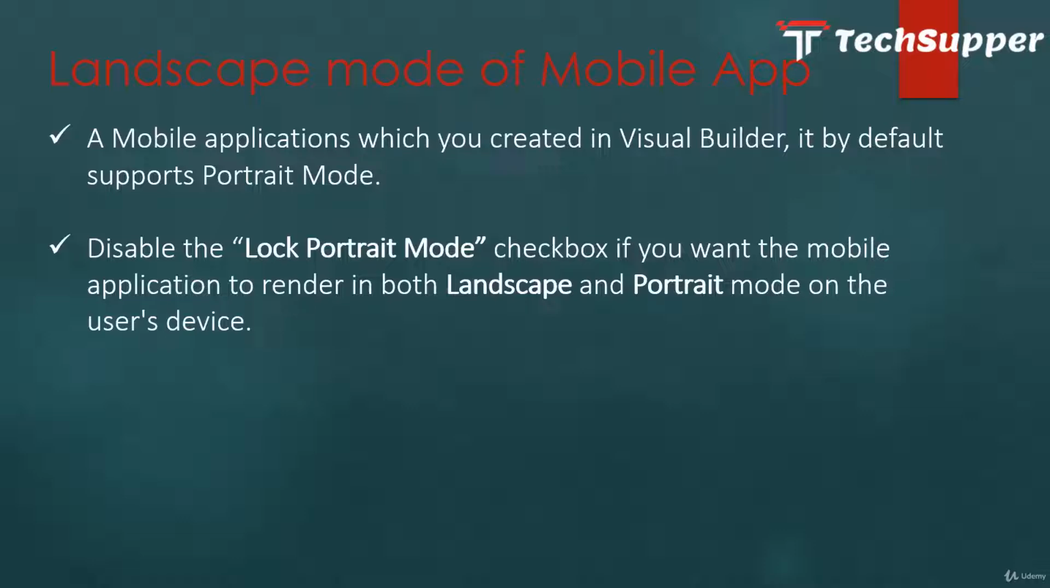The setting name is Lock Portrait Mode. This is the setting which you have to change. By default, this setting is enabled, and it is a checkbox. You have to disable this checkbox if you want the mobile application to render in both landscape and portrait mode on the user's device. I will show you how to change the setting in the mobile application.